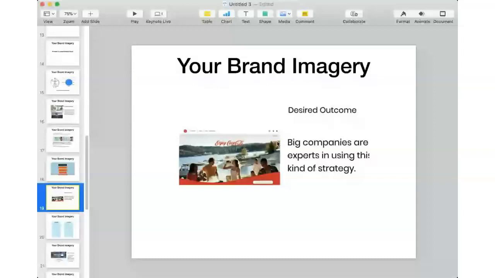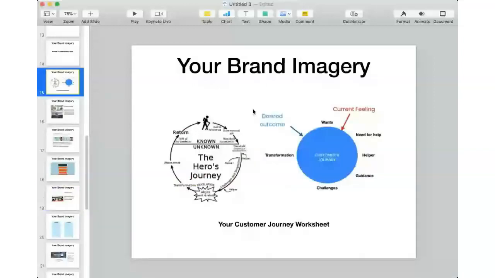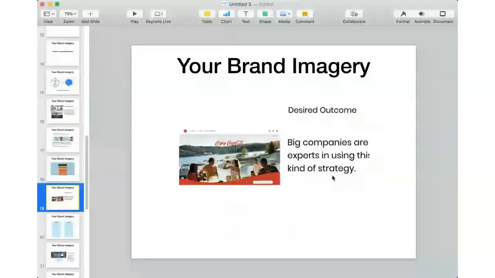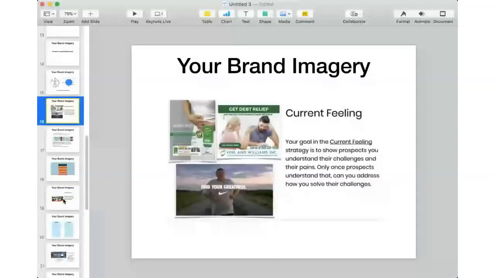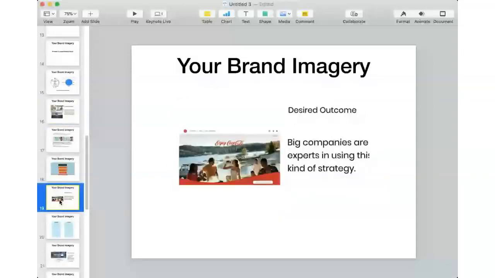Big companies are masters. Coca-Cola is a master at this. And you can see that right here. That's the desired outcome. One or the other of these is going to be powerful. Coke does a really, really good job with this one here by showing a bunch of happy people in a happy place quenching their thirst with Coca-Cola. Y'all with me? This is the desired outcome. So we're either going from the current feeling or the desired outcome. Those are the two things that you want to use.